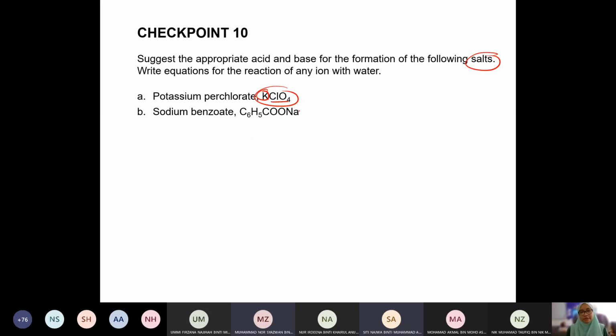Okay, sodium benzoate. So this is basically from sodium hydroxide. Okay, this one come from C6H5COO. Don't forget to have the H. Okay, guys, don't forget to have the H. This will be the weak lah. Okay, so basically from here you kena buat salt dissociation and also salt hydrolysis. Okay, alright.